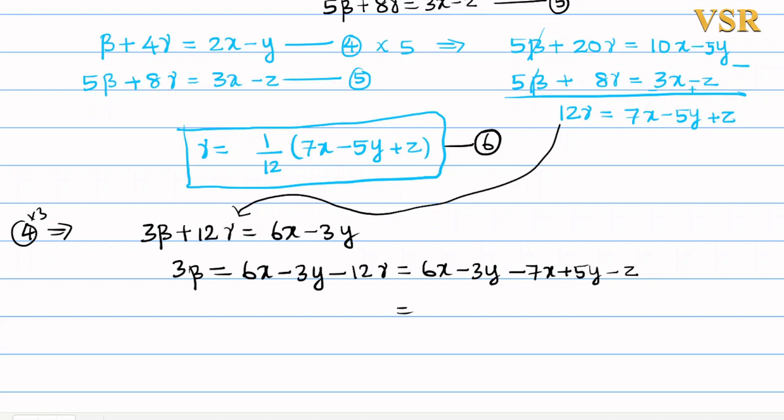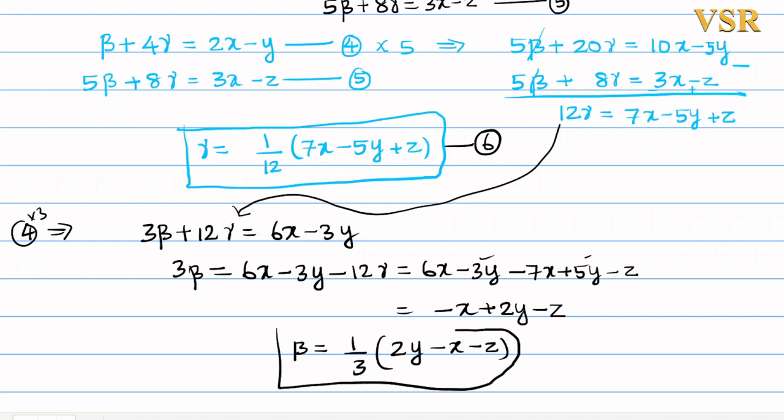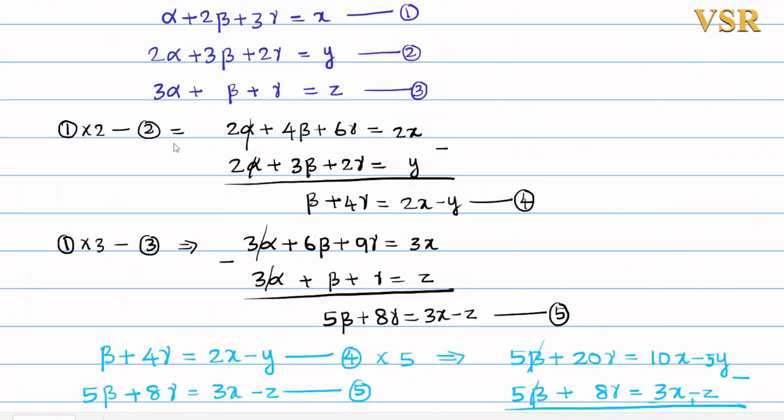So what I'm having, this is minus x plus 2y, this 3 and here plus 2y minus z. So minus z we are having. So beta can be expressed as beta equal to 1 by 3 times 2y minus x minus z. So this is the second value. So we know what is gamma and what is beta. So let us substitute these two.